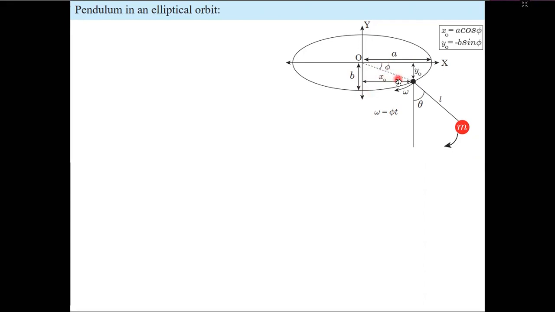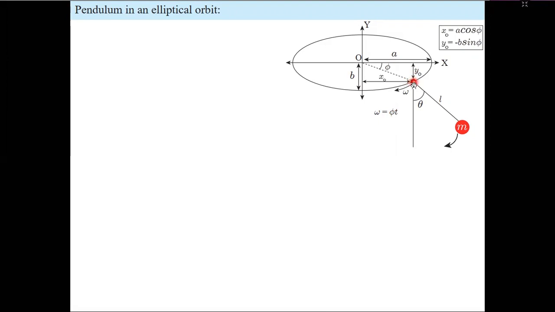So this is the x coordinate x0 and this is the y coordinate y0, and we can write this as, in terms of phi, x0 is a cos phi and y0 is minus b sin phi. This is fine. And so this is wrong, this is not correct. It should be phi is equal to omega t, because if I consider the coordinate is phi, then it will relate with the angular velocity times t. So phi should be omega t, not omega is equal to phi t. Now we have the coordinate of this point mass.